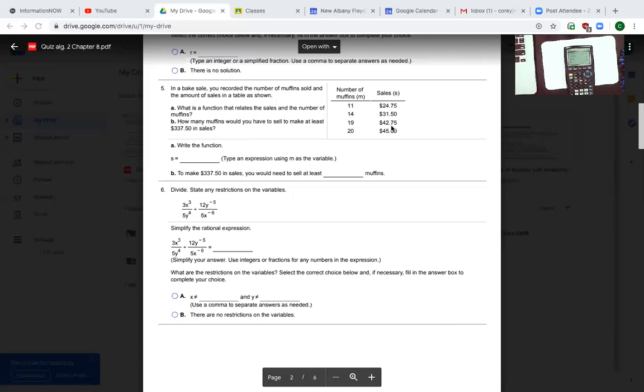So we've got to figure out what that constant of variation is. So again, sorry if you can't see this real well. Yeah, I don't think I can zoom in at this point. Anyways, I'm just going to do 24.75 divided by 11. That's 2.25. And then I should be able to go down the line. 31.5 divided by 14.